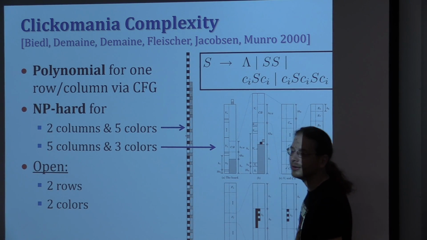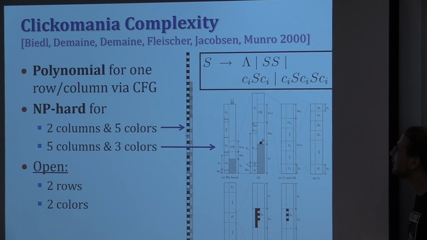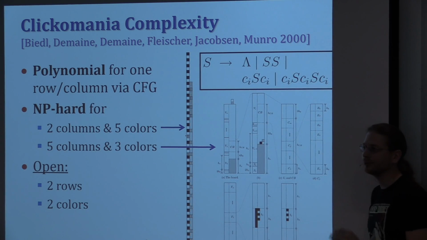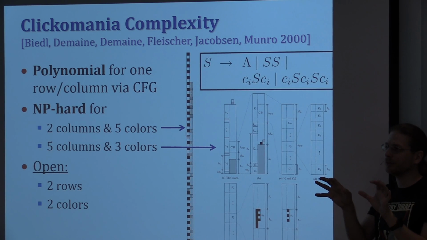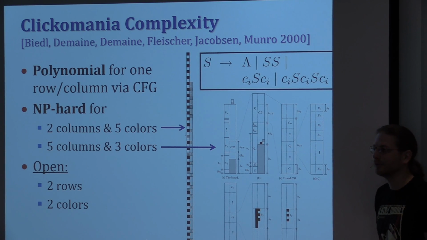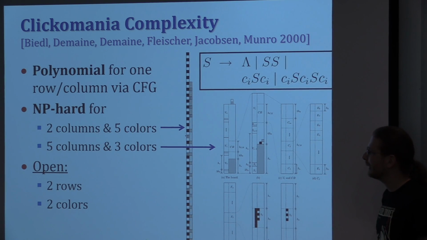Question? Is it obvious that S to SS is a... No, it's not obvious that S to SS is valid, because you worry that when you solve one of them, you might eat a group from the right-hand side. But you can prove it's always possible. I don't remember how that proof works, but you can check the paper.